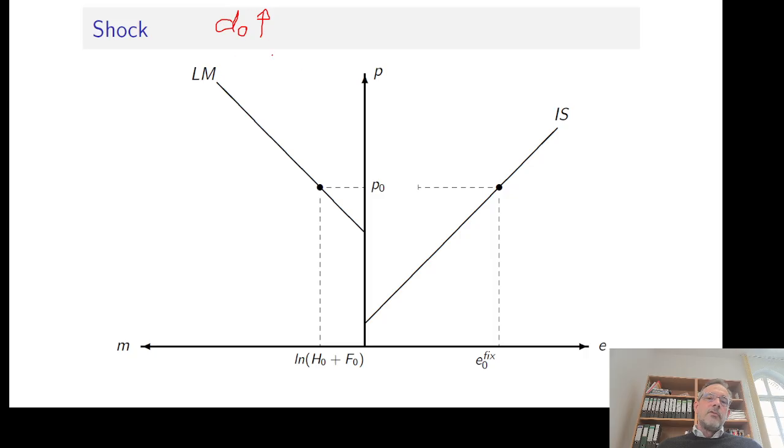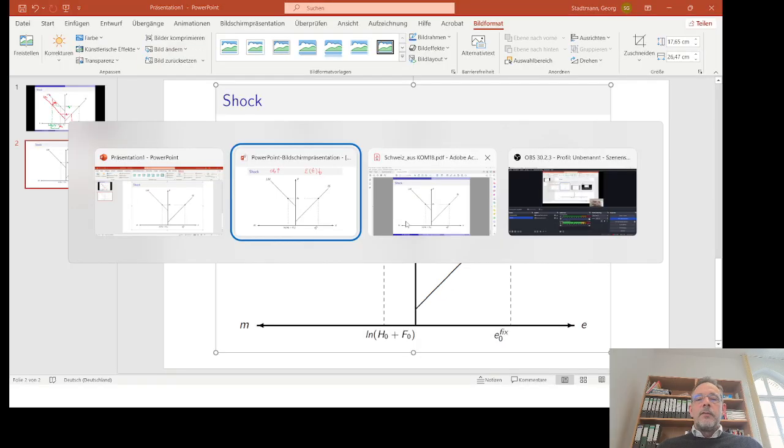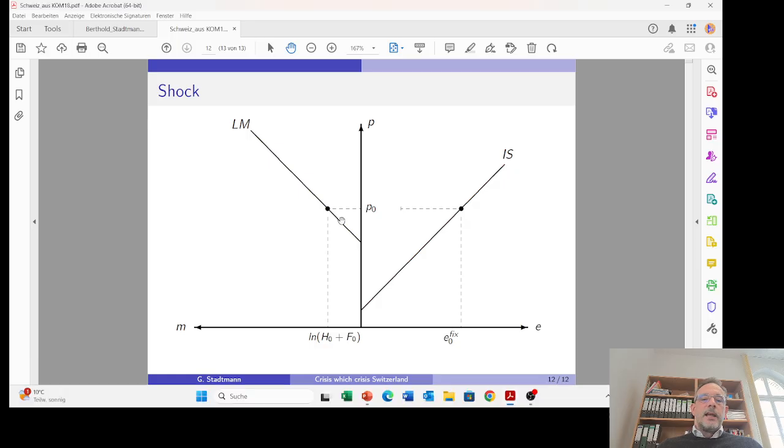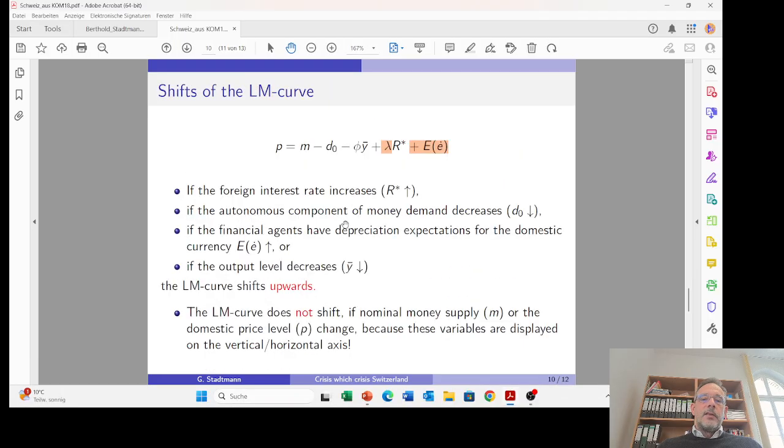So D0 increases, or it could be the case that suddenly we have not depreciation expectations, but appreciation expectations for the Swiss franc. In order to analyze what happens in this graph, we have to go back to our slide deck and check slide number 10. It says that if the autonomous component of money demand decreases, the LM curve shifts upwards. So in our case, when D0 increases, the LM curve will shift downwards.